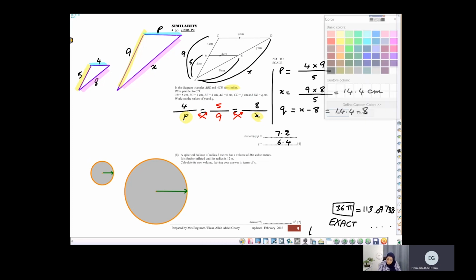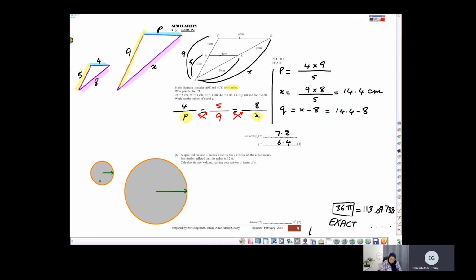Let's write the information. We have here the baby sphere. Its radius is 3 meters. And the bigger sphere, inflated until the radius is 12 meters. What did you know now? Who can say? Is this the scale factor, or area factor, or volume factor? Yes, radius over radius. It is the scale factor.